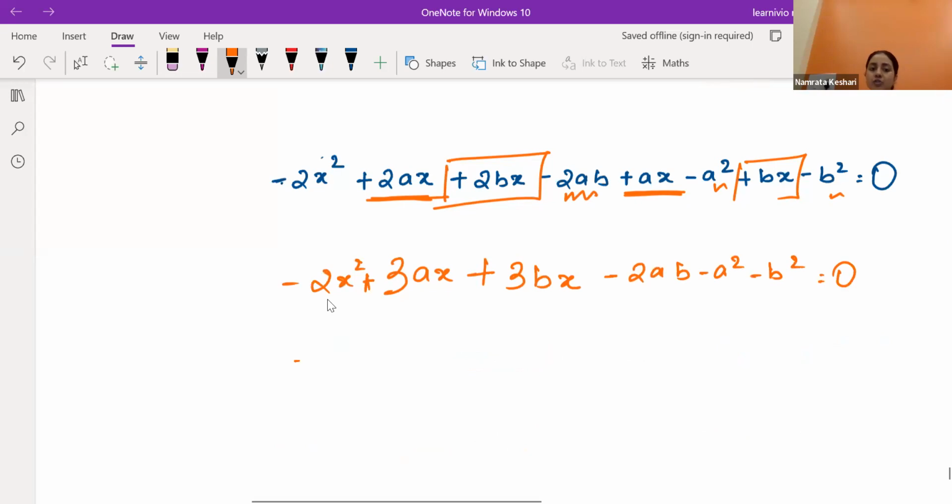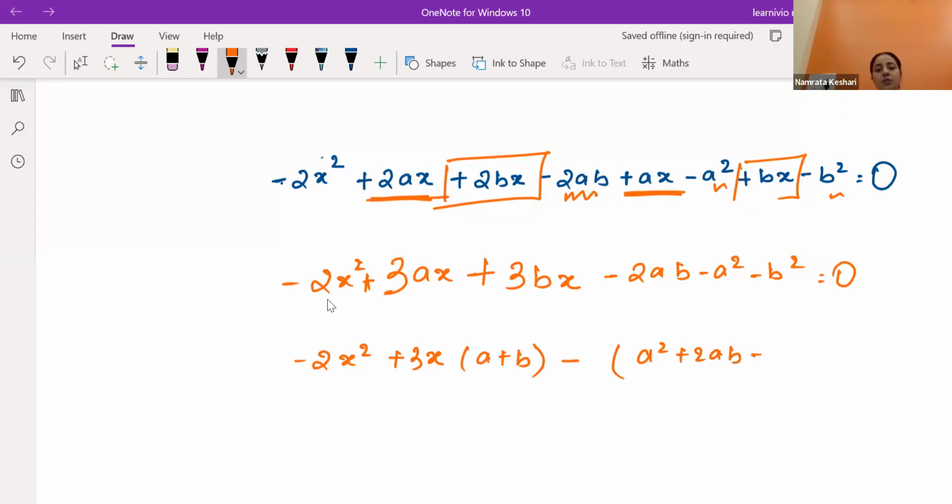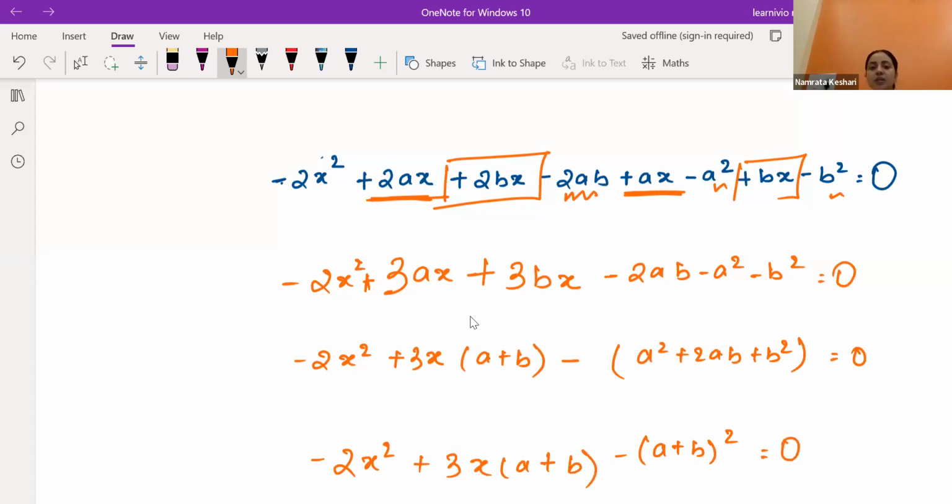So we are having minus 2x square plus, if we take out common x and 3 also, it will be just a plus b. Here, if we take out minus common, it will be just a square plus 2ab plus b square. Can you see it, Zoha? We can write it as a plus b whole square. Can we? Yeah, we can because the formula is there. Maybe while splitting the middle term, it will help us. Okay. So let's try splitting the middle term now.